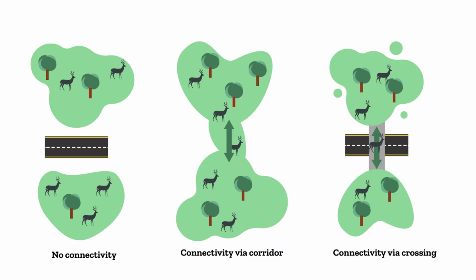Connectivity in ecology is the degree to which a landscape allows materials to flow. In this case, it is the flow of animals from one part of their habitat to another. As you can see in this image, in the middle, the habitats are connected by a smaller corridor of habitat in between them that allows animals to travel.